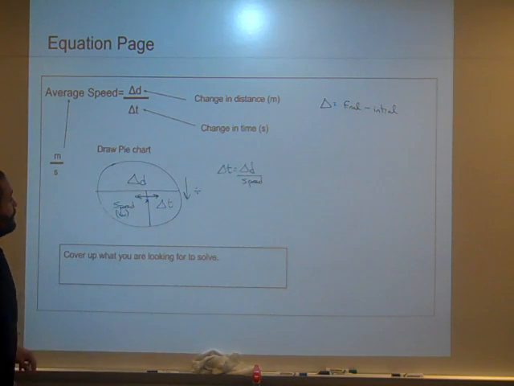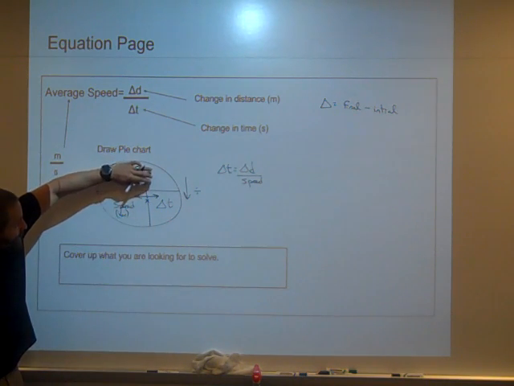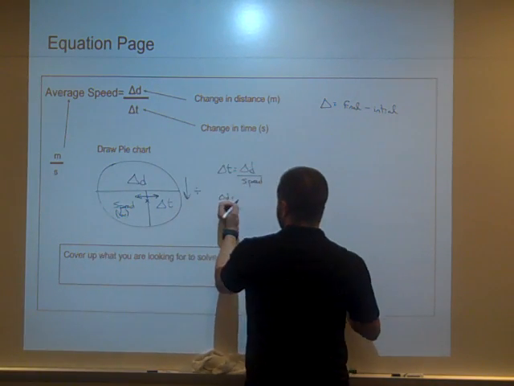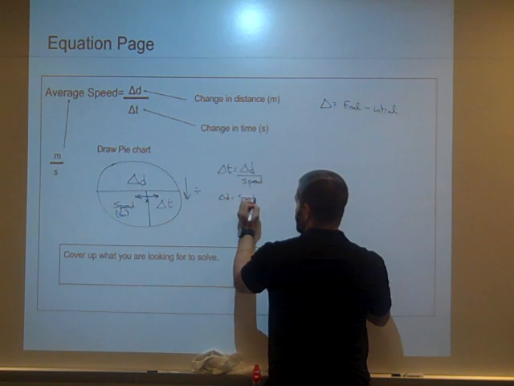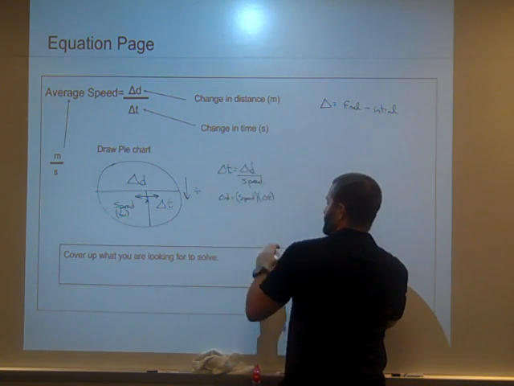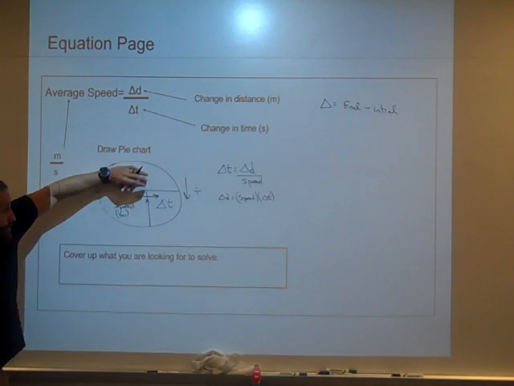Lastly, if I want to solve for distance, right, I cover that up. Delta D equals speed times delta T. Okay? So do we see how I do this?